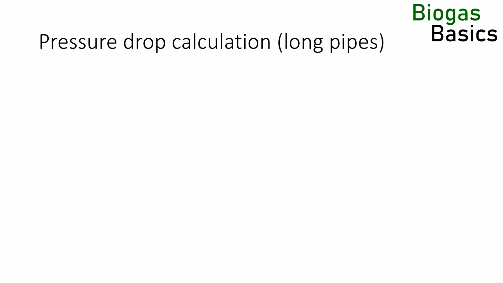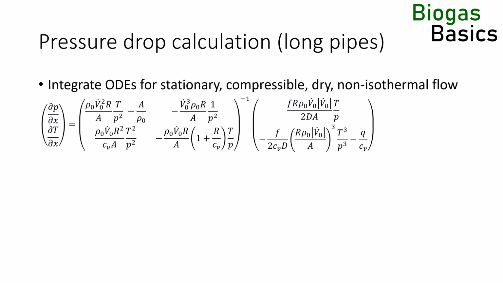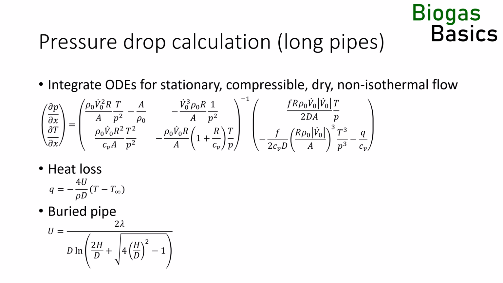If the gas pipes are longer, the compressibility of the gas must be considered, and the flow is no longer isothermal. The impulse and heat balance must be solved with this ODE system, which can be integrated with explicit Euler or Runge-Kutta. The heat loss term is -4 times heat transfer coefficient U over density and inner diameter times local temperature minus T infinity. The formula for the heat transfer coefficient U depends on whether the pipe is above ground or buried. For the buried pipe, it depends on the heat conductivity of the soil and the depth of the pipe. T infinity is the soil temperature, which is the average ambient temperature.